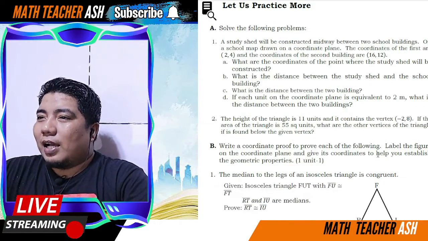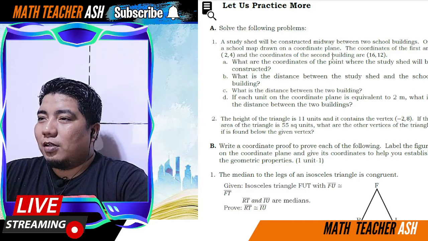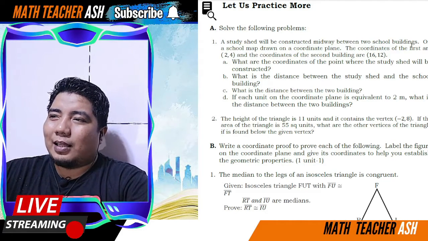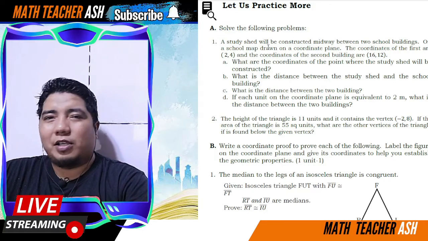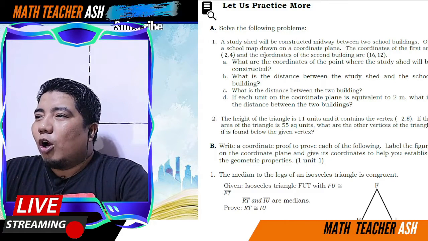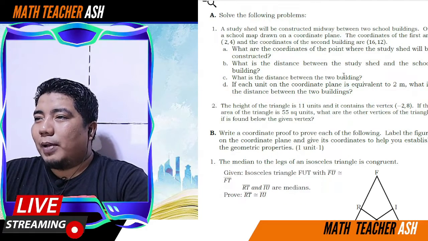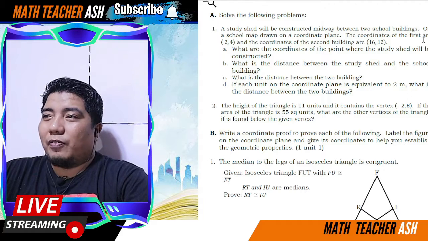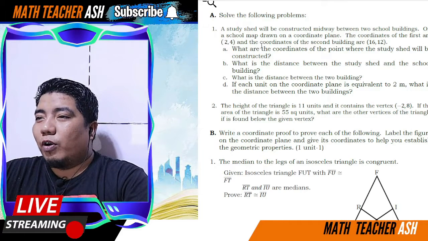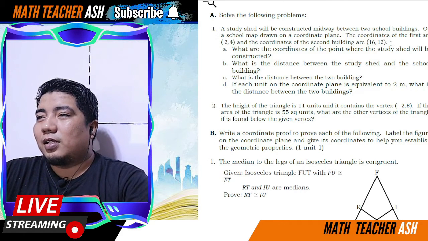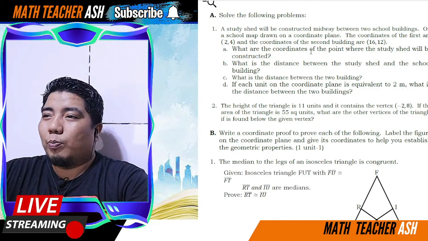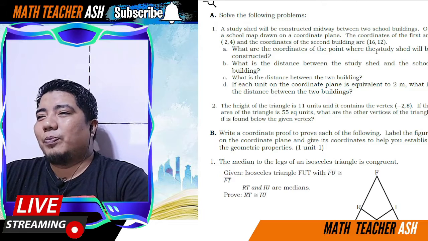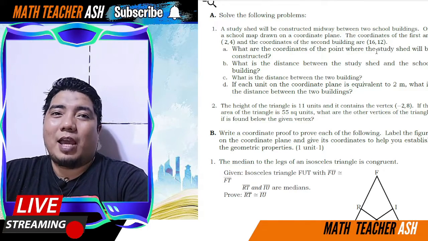Ito naman, a study shed will be constructed midway between two school buildings. So, dalawang school buildings, sa gitna doon ang study shed. Okay, so, of course, madali lang. On a school map drawn on a coordinate plane, the coordinates of the first building ito, is 2, 4, and the coordinates of the second building is 16, 12. Okay, so 2 points. First building, second building. So you could have F and S. And then the study shed, let's say M, midpoint.